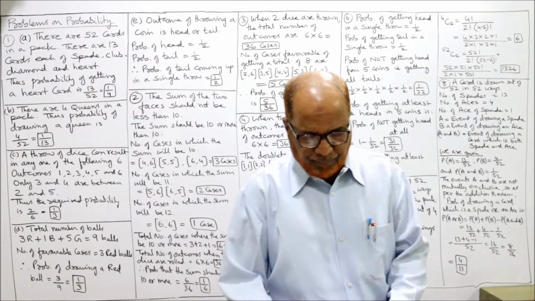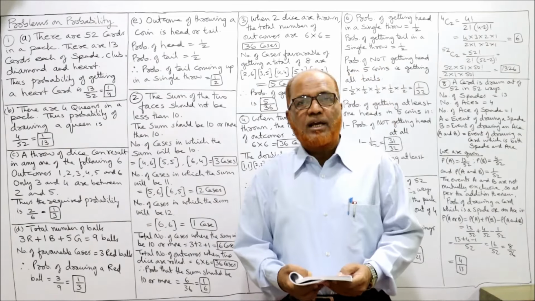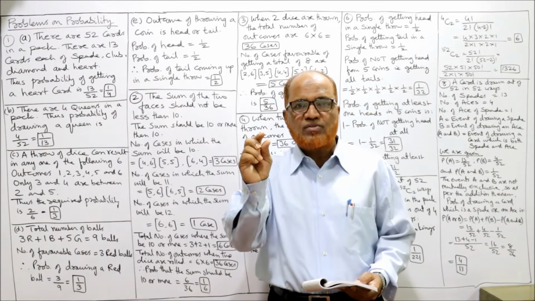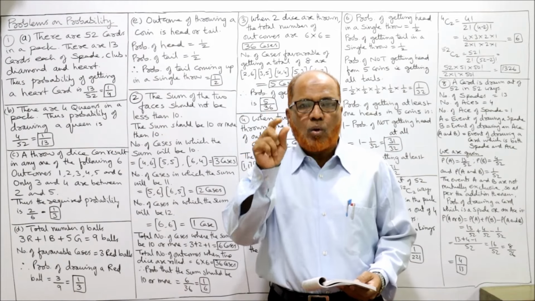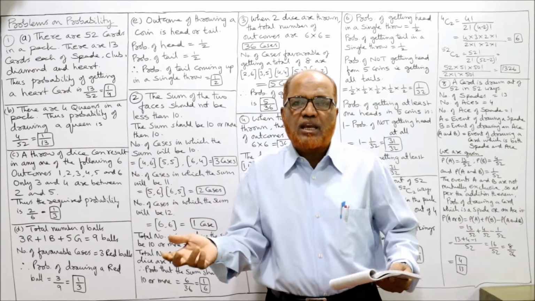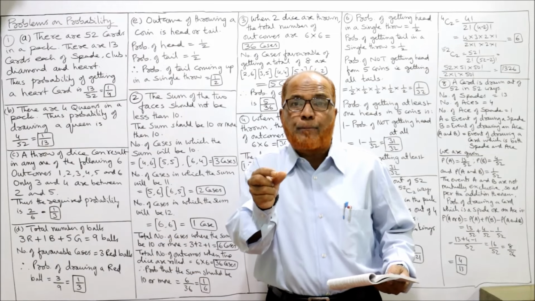What is the C bit? A dice is thrown in the air. You know dice, it will have 6 faces. On each face, one number will be written: 1, 2, 3, 4, 5, 6. So when you throw the dice, any one of the faces will come upward.